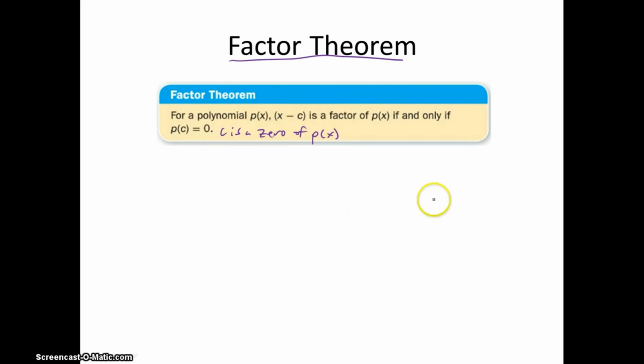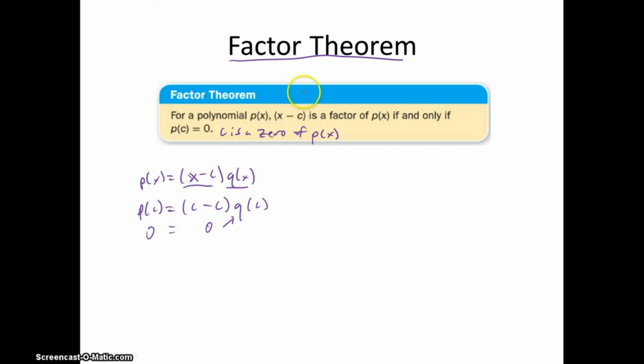Now, the way you prove this, one way is very easy. If x minus c is a factor of p of x, that means p of x is going to be equal to x minus c times some other polynomial. It doesn't matter what it is. It could be a bunch of other factors. It could be a really long, drawn-out polynomial. It doesn't matter. But if it's a factor, that means that it has to be multiplied by something else to equal the polynomial. And then if we plug in p of c, well, then it's just going to be c minus c times q of c, whatever that is. c minus c is 0. So 0 times this q of c is going to give us 0. So p of c has to be 0. So going forwards is easy.